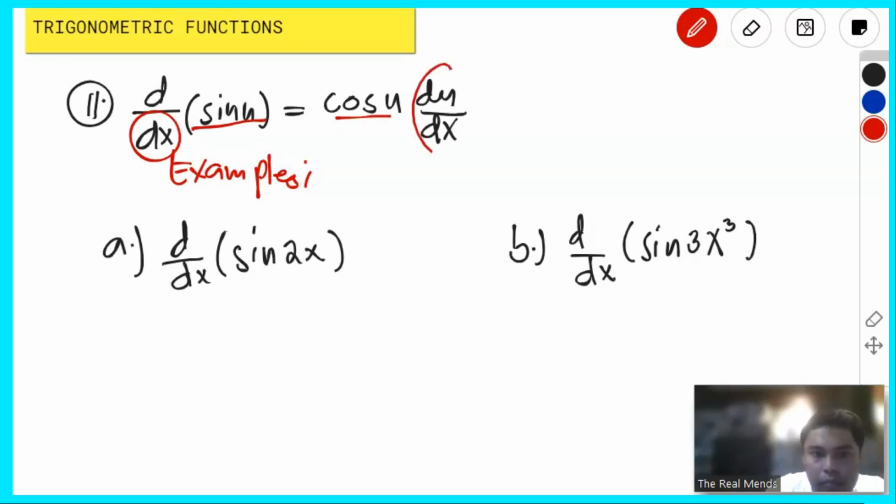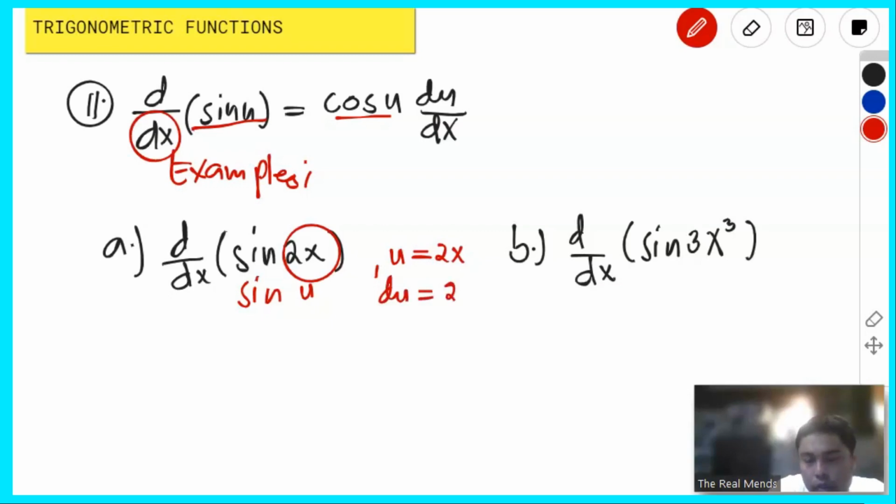Then multiply by du over dx. We have a problem: get the derivative of sine 2x with respect to x. From that, this is our sine, okay, u. So our u here is simply 2x. To get the derivative, that is just 2. The derivative of x is just 1, so that is just 2 dx. So our du over dx is simply 2.